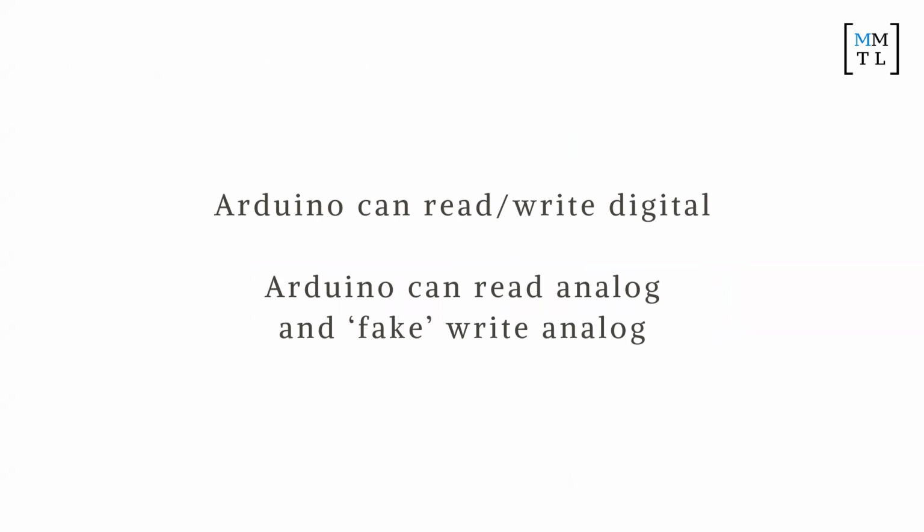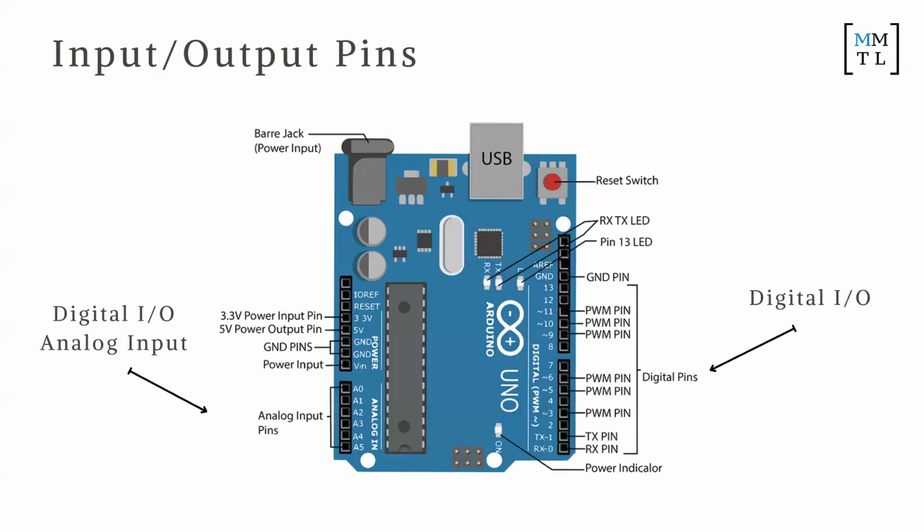Arduino can read analog, right? So it can actually read like 2.4, 2.5, whatever you have, right? And it can fake write analog. Okay, so Arduino just isn't powerful enough to write real analog, right? And by fake I mean PWM. Okay, so it can PWM analog. And so we'll see an example of that later on.